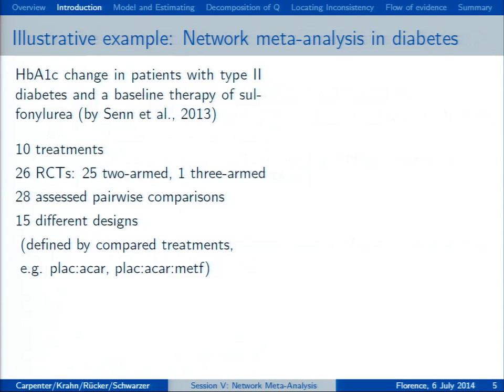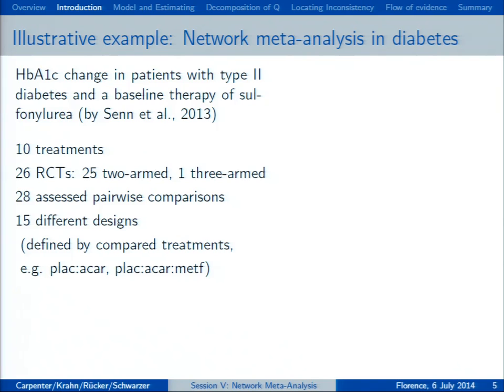Here is an example of a network meta-analysis, which was published by Sen et al. in 2013. They compared 10 treatments, 9 glucose-lowering agents and placebo, regarding a continuous outcome, the change in glucose concentration in patients with type 2 diabetes and a baseline therapy. In this network meta-analysis, 26 randomized clinical trials could be included, 25 two-arm studies and 1 three-arm study, and so we have in total 28 pairwise comparisons of these studies.